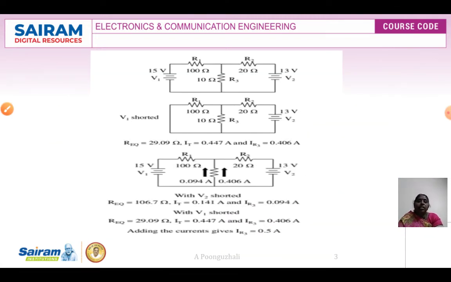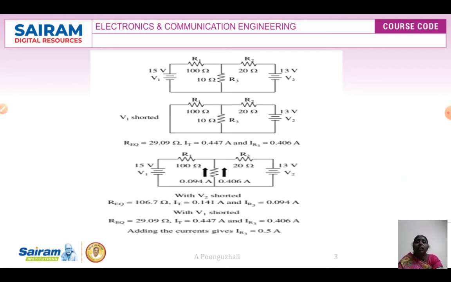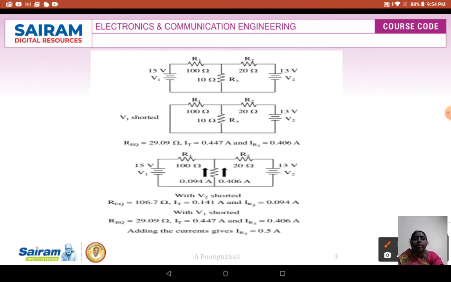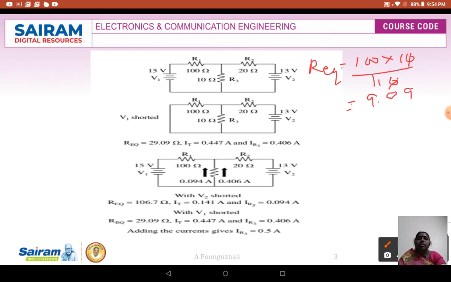Next, we are going to consider the next condition. The next condition is with your V2 voltage source, when I take the V1 source shorted. Shorted means again you find your R equivalent. The 100 and 10 ohm resistances are in parallel. So 100 into 10 divided by 110, that is 100 by 11, which is 9.09. These two are in equivalent parallel configuration.